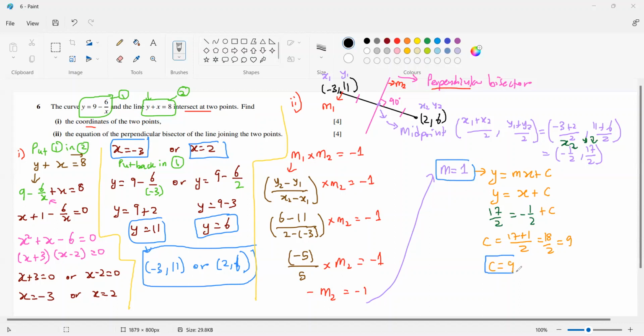After getting c is 9, now we're ready to write the equation of the perpendicular bisector. Please take note, we must use the midpoint here, not any other point, because this is the point which lies on the perpendicular bisector, not the other 2 given points which are outside. Now let's finally substitute, and you should get the final equation of the line as y equals x plus 9. Thank you.